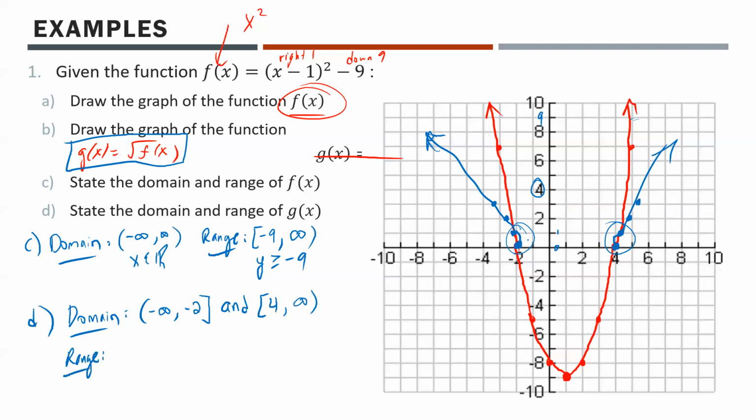Range, this one's not nearly as interesting. What's the lowest our y value can go on these blue graphs? Well, the lowest our y value can go would be 0. So 0. And then the highest our y value can go, looks like it's going to go up forever. So infinity. Woo, there it is.